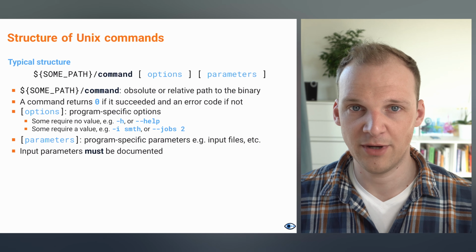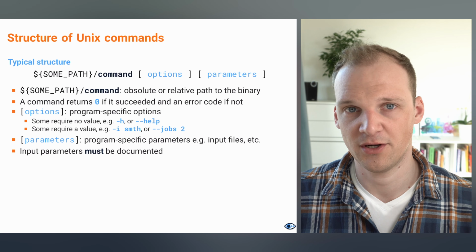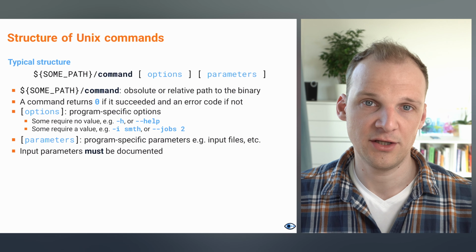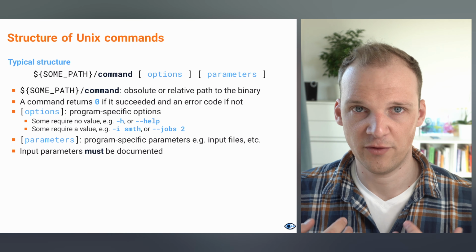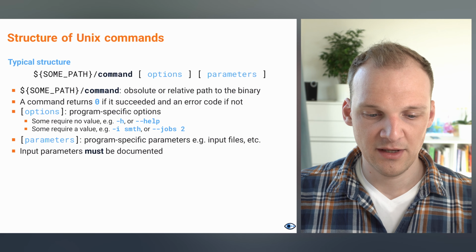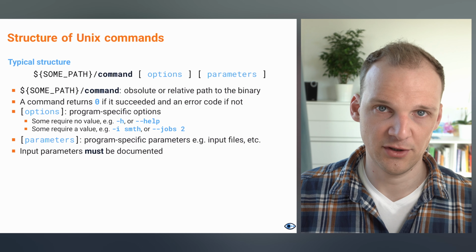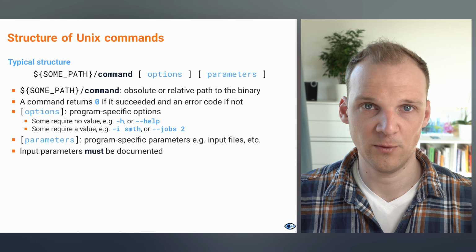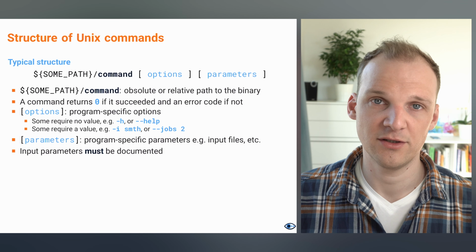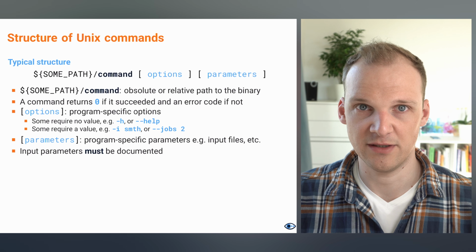Let's talk about commands a little bit more. Every command in Unix has the same structure. It starts with either a full path to the command or just the name of the command. Then you can provide some options and some parameters to it. Every command, when run, returns an error code, and if it returns a 0, it means that everything went well, and if it does not return a 0, it means that something went wrong during the execution of this command. So that seems to be pretty easy.